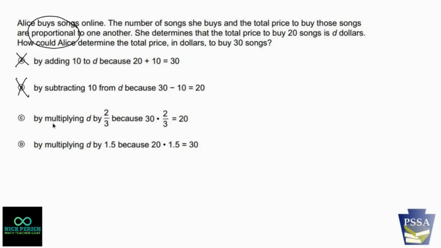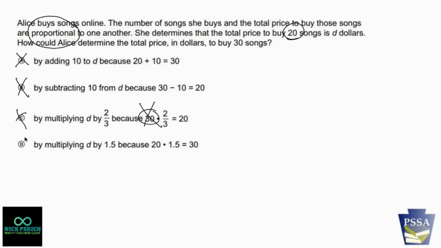Now C says multiplying D by 2/3 because 30 times 2/3 is 20. Now that can't be right, because we want to figure out when starting with 20. This guy starts out with 30. They went in the wrong order. So it's not going to be this one.